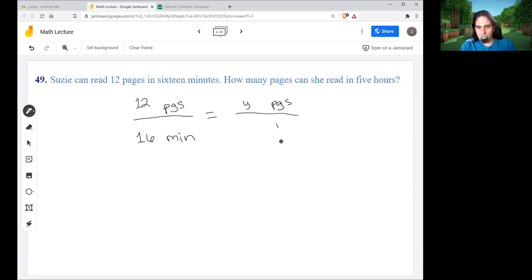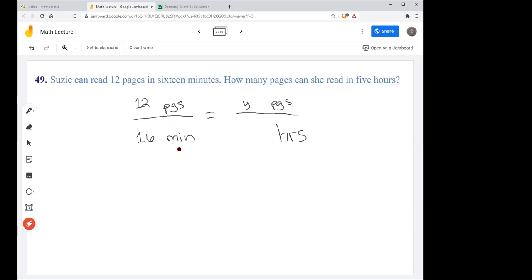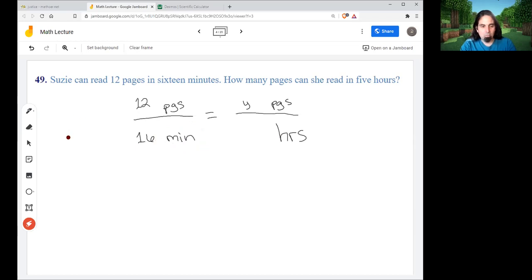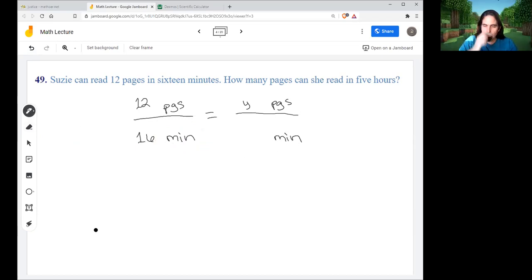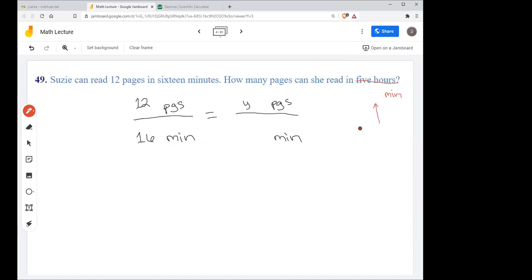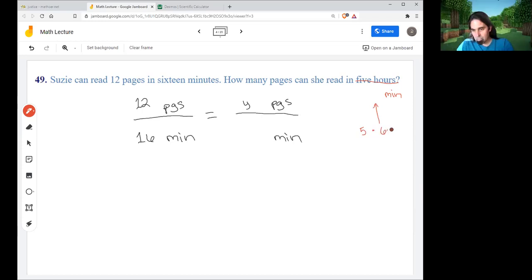Oh, 5 hours. Can I put hours here? No, my words have to match. So I either have to make minutes into hours or hours into minutes. What's the easier one to do? Hours into minutes, okay. So I will catch myself, not make that mistake, and say 5 hours, I'll cross that out, and how many minutes will that be? 300. Yeah, so 5 times 60 minutes, because each hour is 60, and I get 300 minutes.